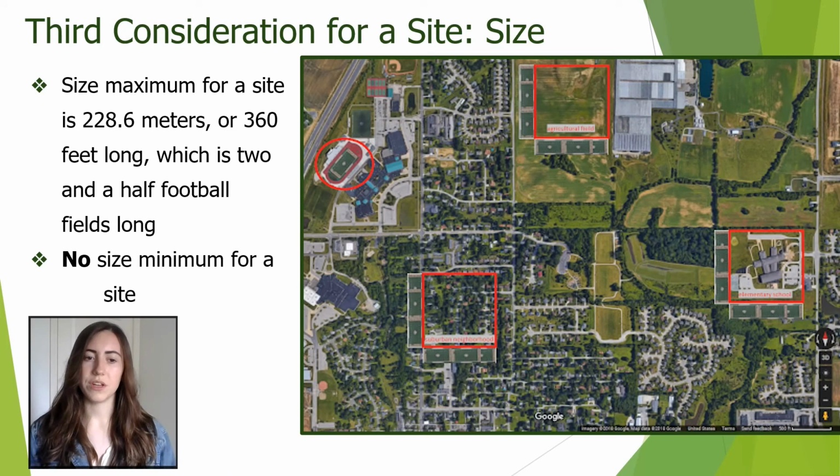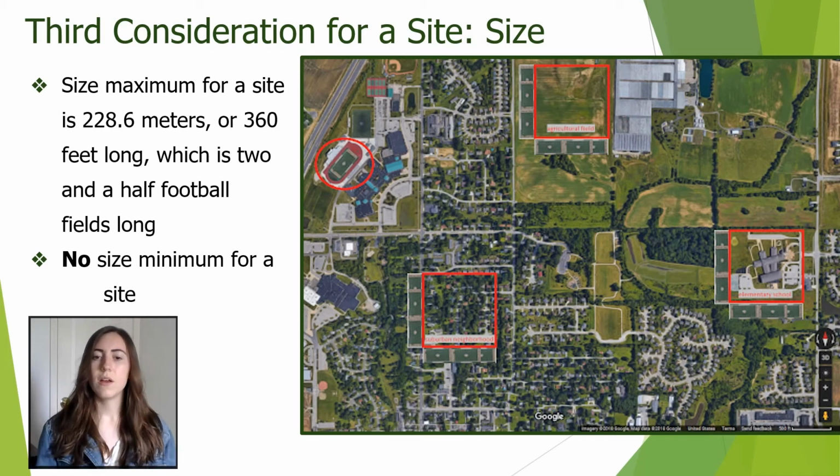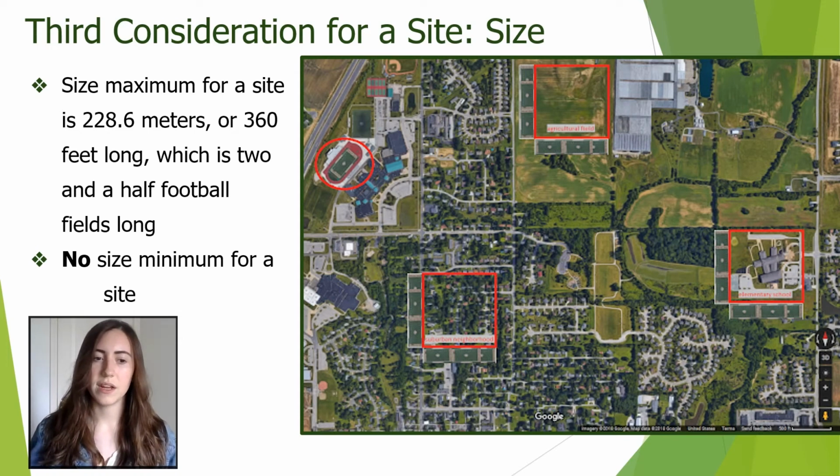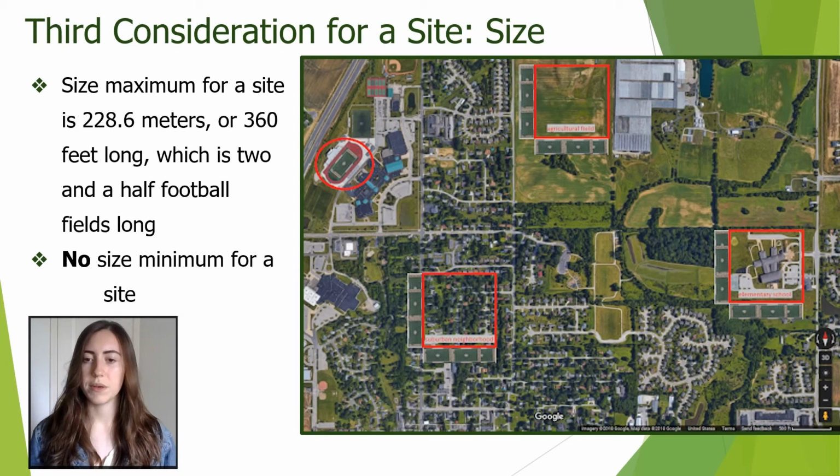The third consideration is whether the site is the right size. The biggest size that a site can be is a square with a length the size of 2.5 football fields. In other words, a square that is 228.6 meters long on each side. To give you an idea of what that size looks like, here's a picture of 3 squares surrounding areas that equal 228.6 meters in length. In the upper left-hand corner is a picture of a football field for further reference.